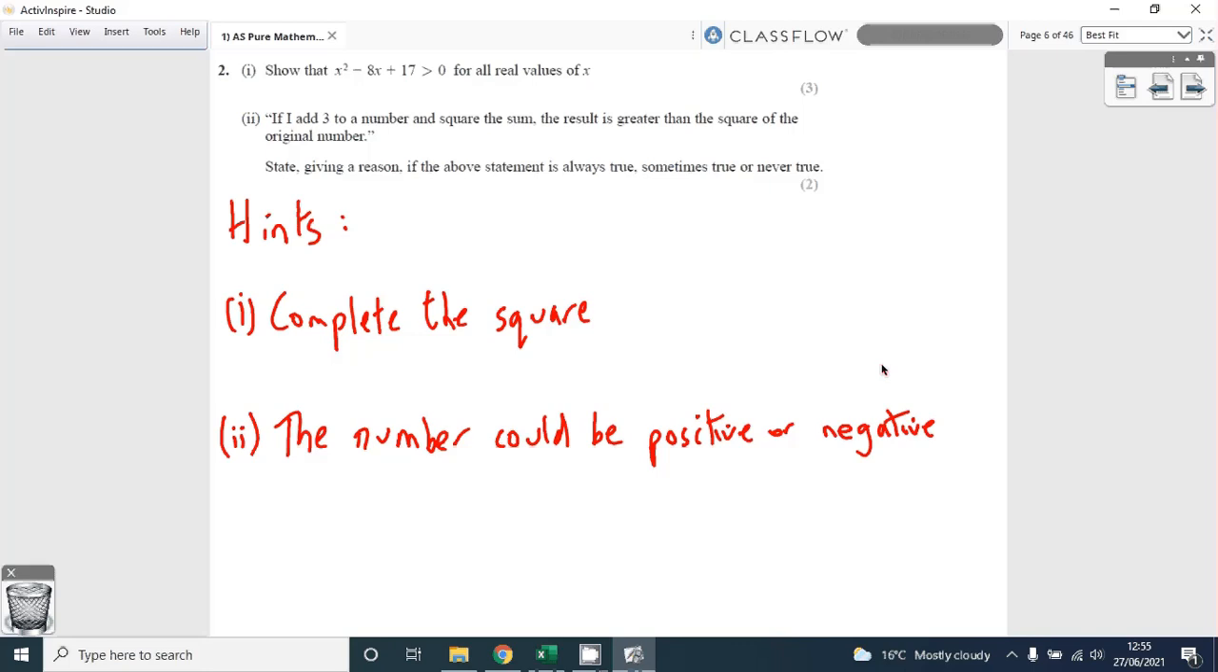Now for part 2, just bear in mind that the number could be either positive or negative. So you need to work through and try to come up with values that support whether it's always true, sometimes true, or never true. So that's it for your hints for question 2.